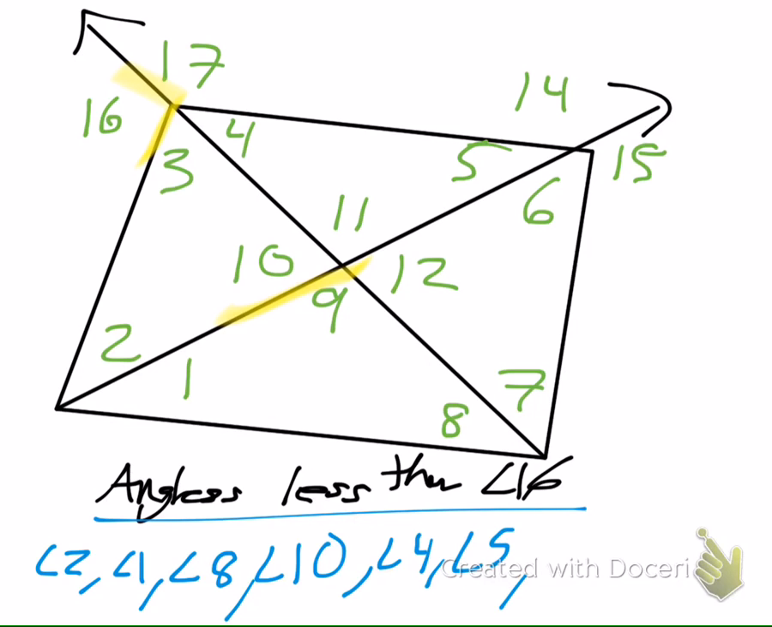Which angle would be the same as angle 10 in this figure? Again, you know none of the degree measures here. 12 would be the same. Why? Because they're vertical. 10 and 12 are vertical. These are the same angles. So if 16 is bigger than 10, I can also add 12 to that list. And there's all the angles bigger than 16.